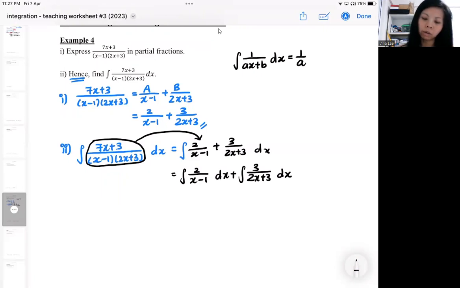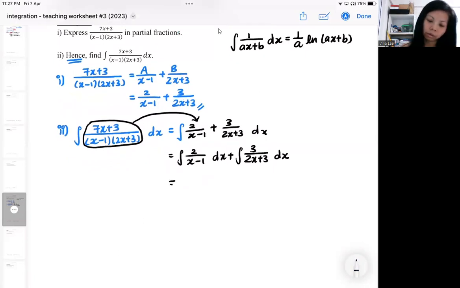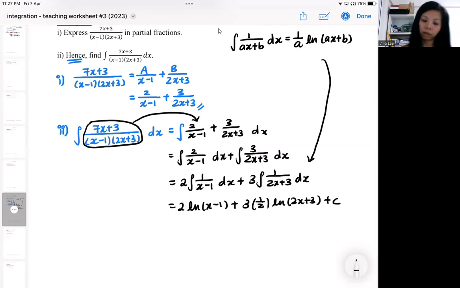So here it will be 1 over a, ln of ax plus b. I'm applying exactly this formula here. This formula requires my numerator to be 1, so I'll manipulate the numerator first, then apply the formula. Both integrations use the same formula. You should have practiced this part in the previous teaching worksheet first. So this is what I got.